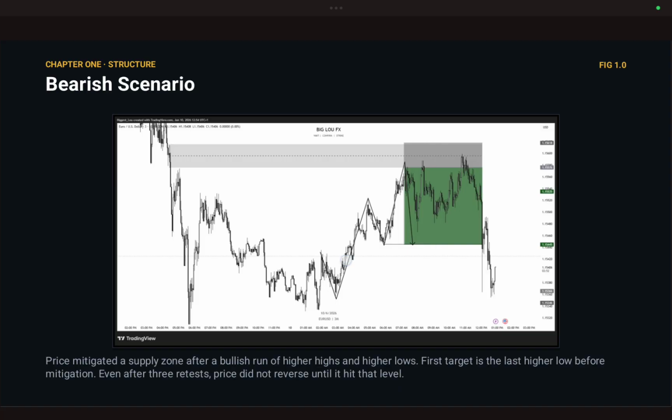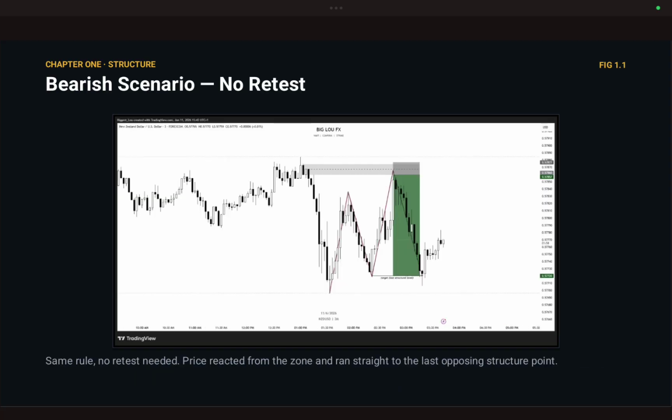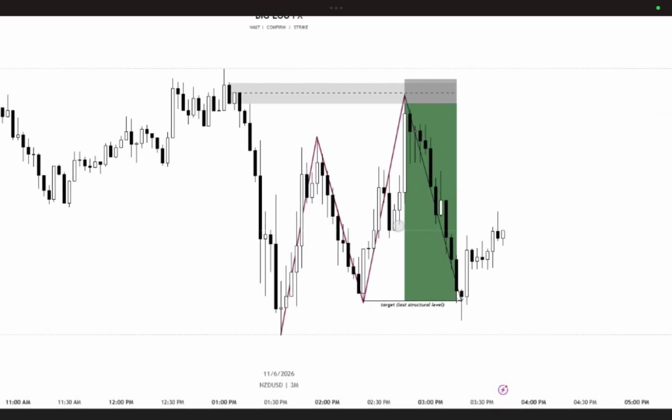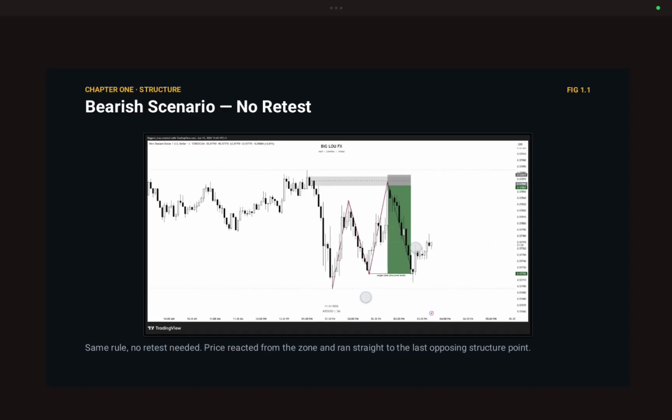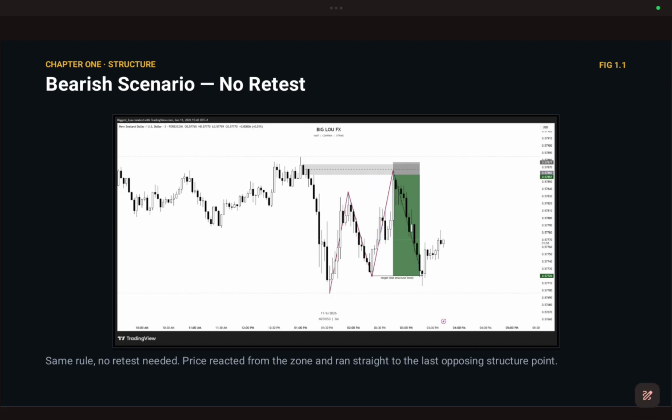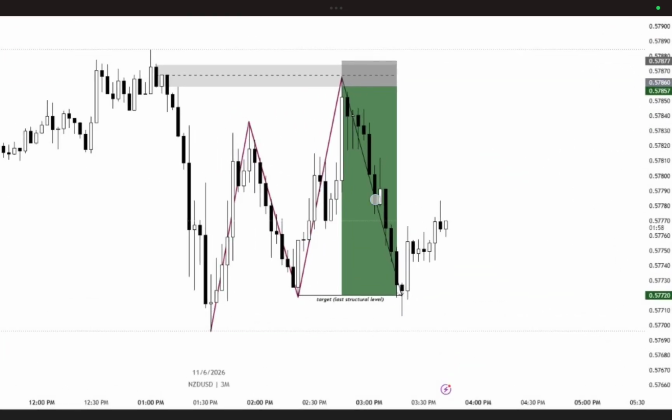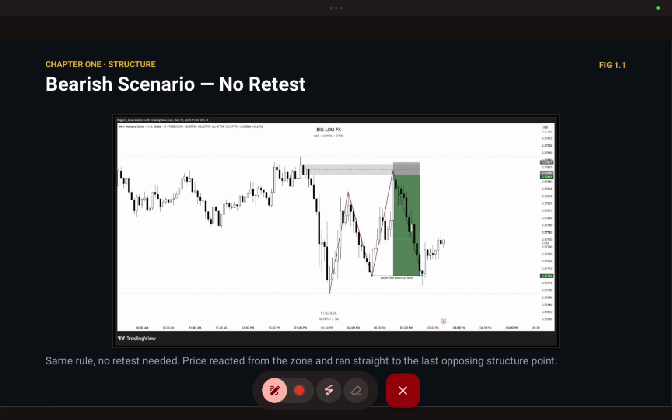Okay, let's go forward. Now you could see this one mitigated, it didn't do any retest and it dumped. Let's see, this one mitigated, it didn't do any retest. You could see price was in the bullish run here, mitigated, dumped to take profit, which was the last structural low.